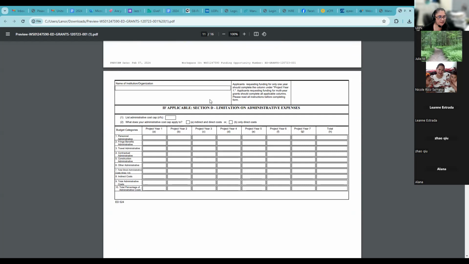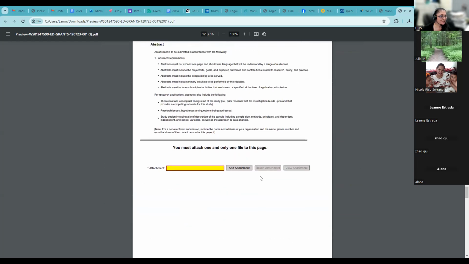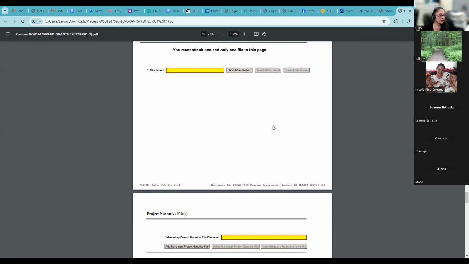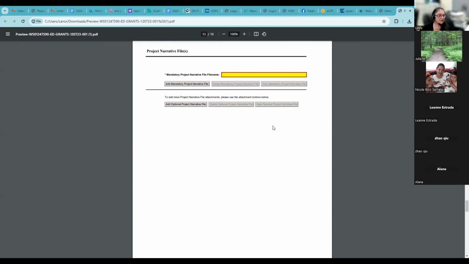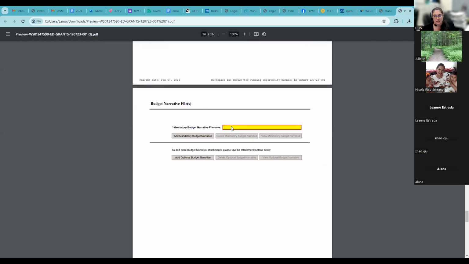Section D, we've previously covered. It actually states in the announcement there is no limitation on your administrative expenses, so you don't have to complete section D. The abstract doesn't specifically say that you identify what you're asking for. Myself, I'd put what your total for the 5 years is, because the abstract is intended to be a summary. Your project narrative, I typically don't talk about numbers and funding in.